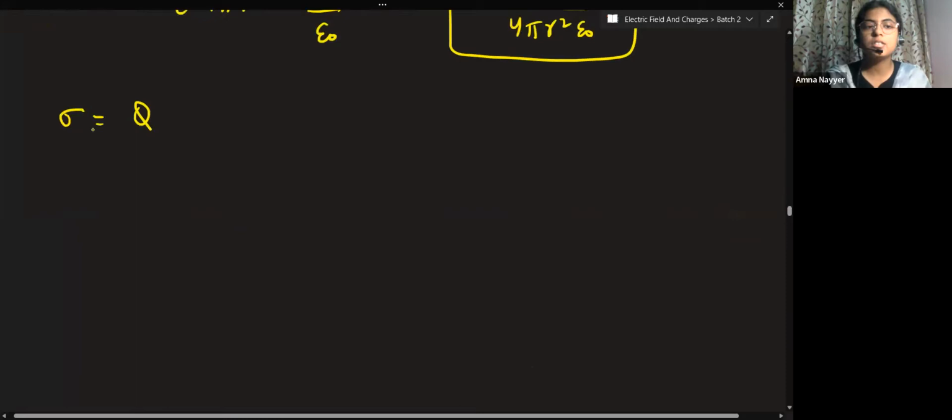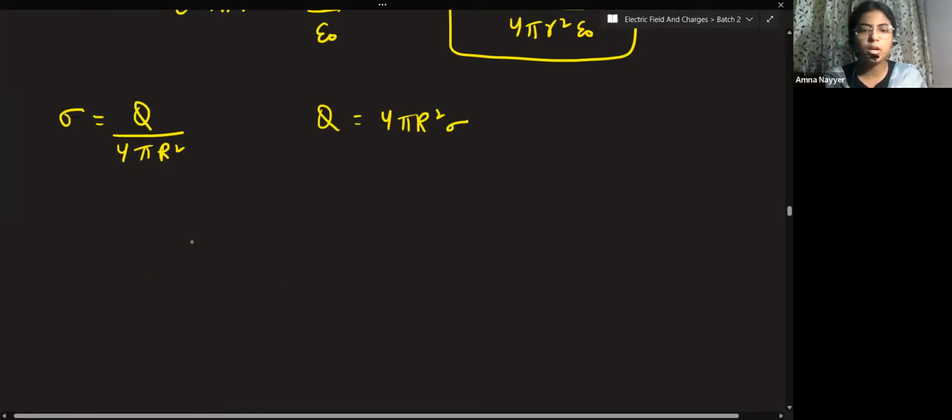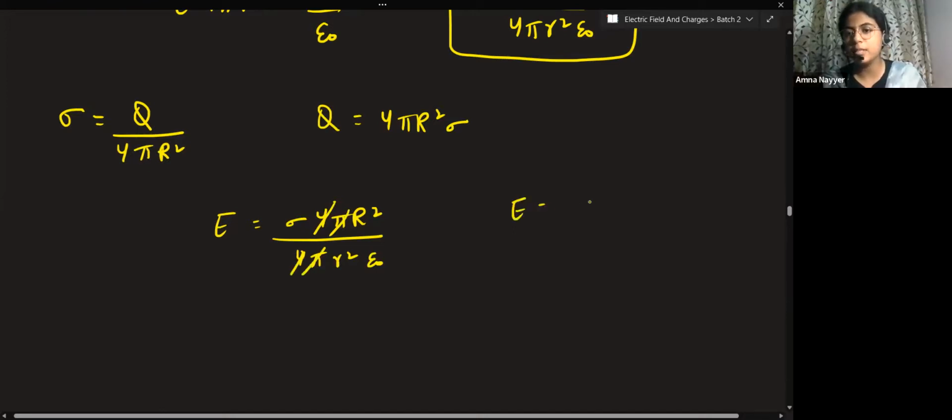So here the charge Q will be 4 pi capital R square sigma. Just put it in this. Your electric field will be sigma times 4 pi capital R square divided by 4 pi small r square epsilon naught. 4 pi will get cancelled. Electric field will be sigma capital R square by epsilon naught small r square.